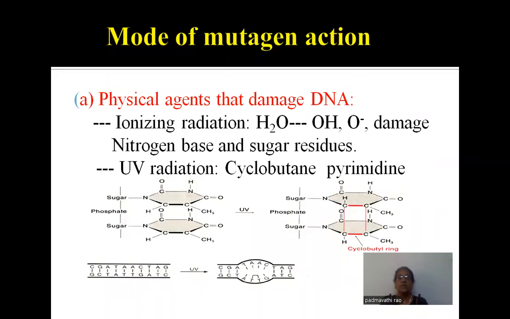Whenever water is exposed to ionizing radiation or a physical agent, it is split into free radicals like OH and oxygen atoms. These free radicals damage the nitrogen bases and the sugar residues of the DNA. Within the DNA, the nitrogen bases and the sugar molecules are present, and these two may break or displace their nitrogen base positions. As a result, damage to the DNA takes place.